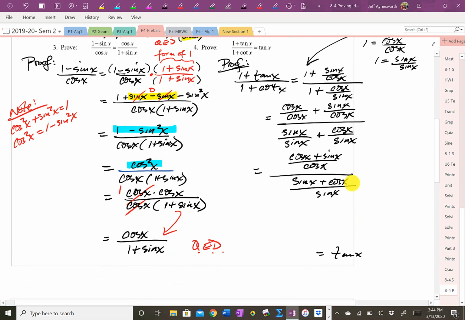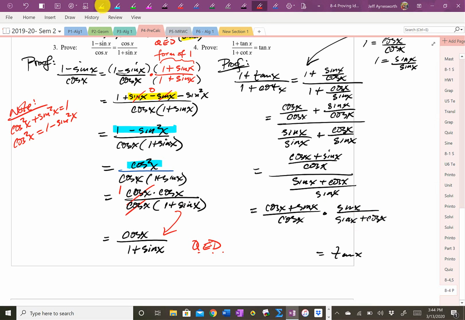Okay, now this is not a Pythagorean identity because they're not squared. All right, so now I have to multiply by the reciprocal. So I take the top fraction here, which is cosine x plus sine of x divided by cosine of x, multiply by the reciprocal of this guy, which is sine of x divided by sine x plus cosine of x, and watch what happens.